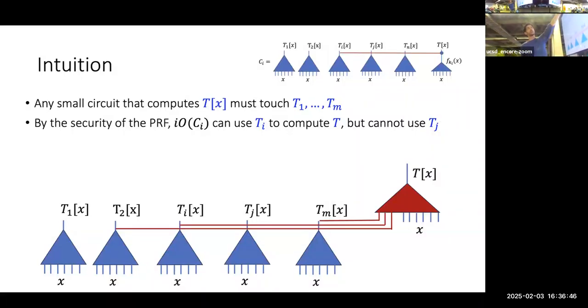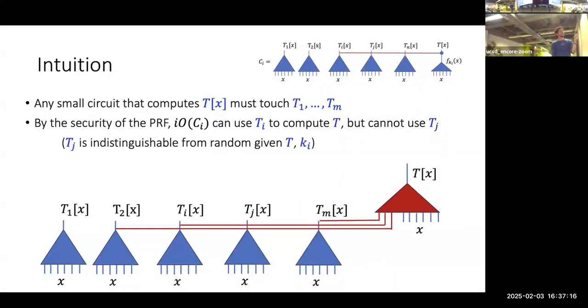Now, the IO gets its input Ci. So it knows how to compute T from Ti. So if this circuit touches Ti, then it can be that it computes T with a small circuit because it got Ti as an input. But all the other functions look like random functions for the IO. It doesn't get any information about these functions except for the truth table that computes the function. So it means that the IO of Ci, this circuit must touch Ti. It cannot use any other circuit in order to compute T of x.